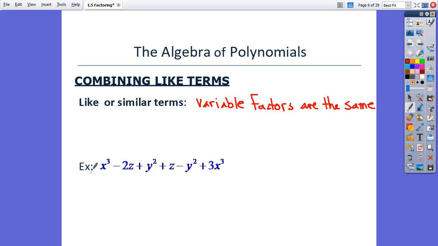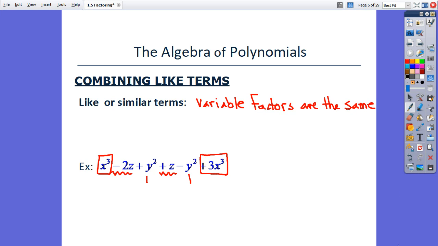So we have 1x cubed minus 2z plus 1y squared plus 1z minus 1y squared plus 3x cubed. And so what we're looking for is, do any of these variable factors match? So as I look through, I recognize that I have a negative 2z and a 1z. And then I also have an x cubed here, and a 3x cubed there. And then I have a y squared there and a negative y squared there. So I do have some similar terms. I try to mark them with different symbols there.